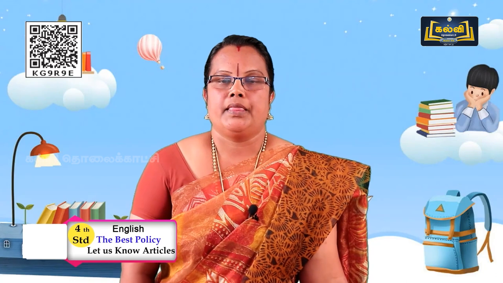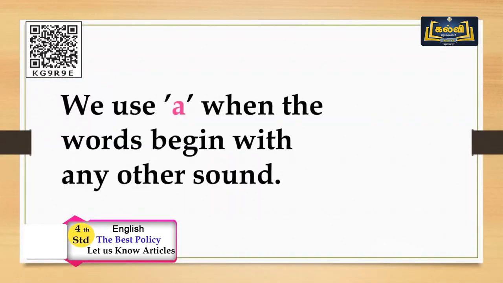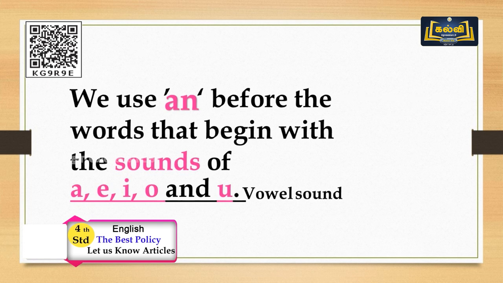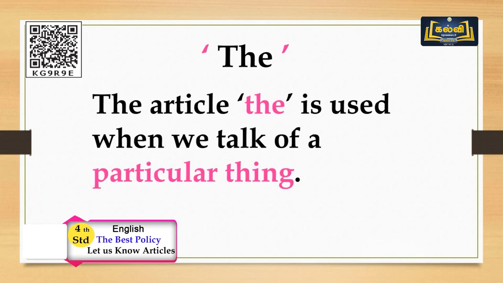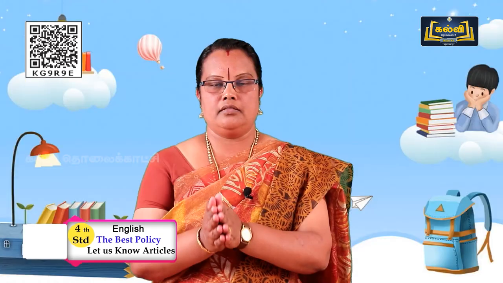So, dear children, I think you all might have understood the usage of the articles a, an, and the. So, where should we use the article "a"? The article "a" is used before the other sounds, like b, g, like that. But "an" is used before words that start with the sounds of A, E, I, O, and U. So apart from A, E, I, O, and U, for all other sounds, we use the article "a". Only for words starting with the sounds A, E, I, O, and U, not only the letter but the sounds, we use the article "an". The article "the" is used before particular things and unique things.